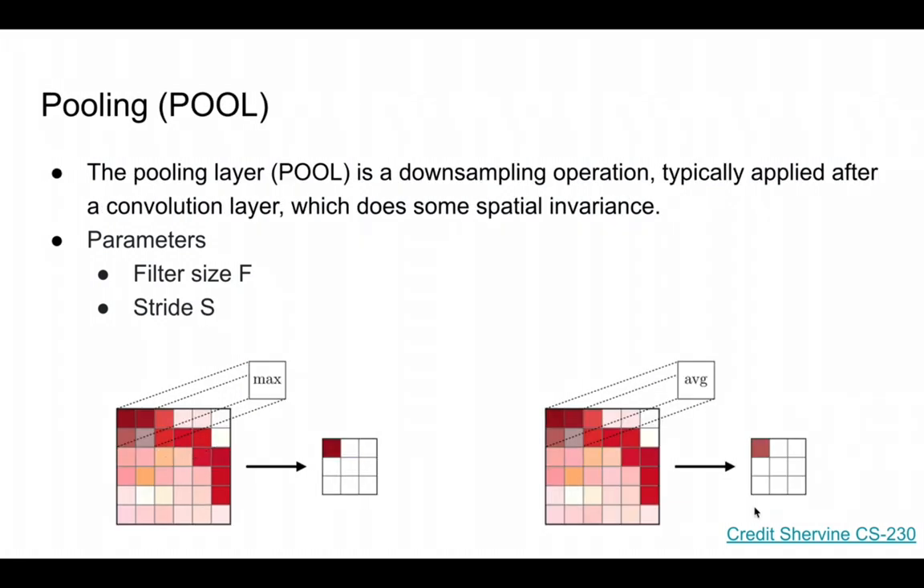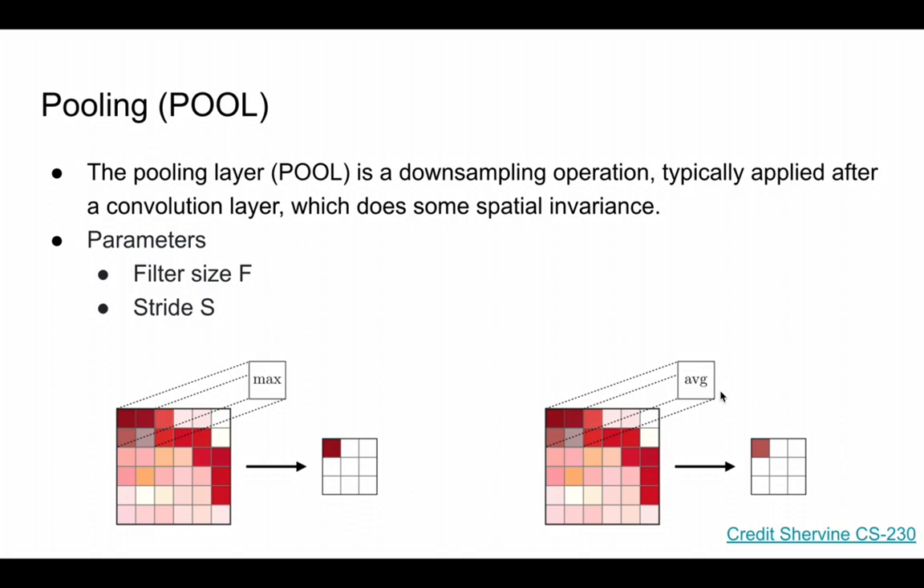The pooling layer is a down-sampling operation, typically applied after a convolution layer, which provides some spatial invariance. The parameters of the pooling are the filter size and also the stride. We have two popular types of pooling. One is called max pooling. Take one example: we have a 2 by 2 max pooling. We apply it to the first 4 pixels. Among these 4 pixels, we choose the maximum value and fill it into the output image.